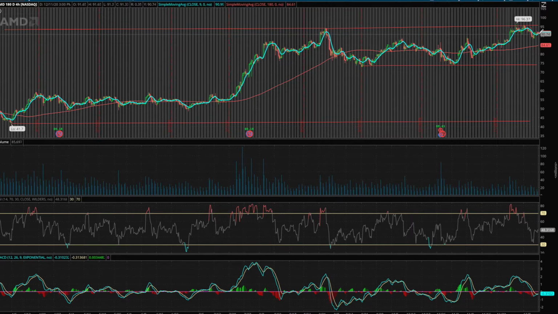Now downside right here, we have way more potential to go down. We have around $16 of downside. So at this point for AMD, it's not worth it for us to take a position there.